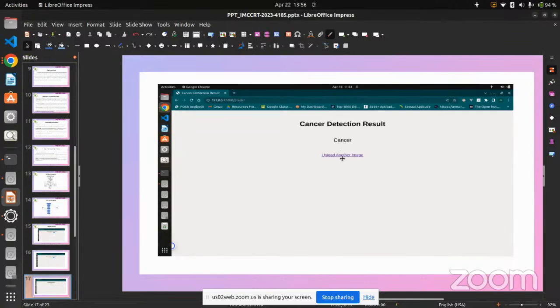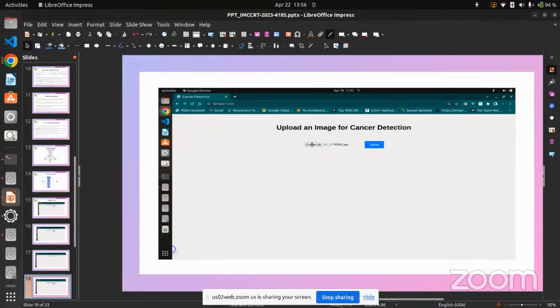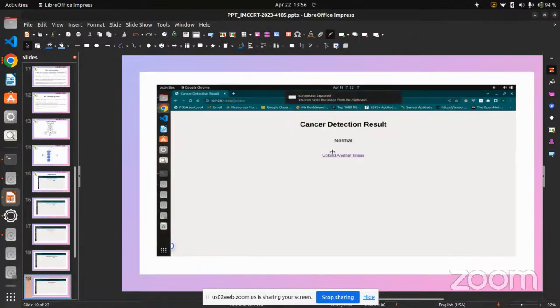Again, we can upload another image also and try it. Then we have to choose an image. I have selected a normal image, in a sense, an image other than the cancer images. For our understanding I have differentiated these images, because the system doesn't know anything. As a user, as a performer, we have to know which are the cancer images and which are the normal images. So I have selected a normal image and uploaded it, and the result comes as normal.